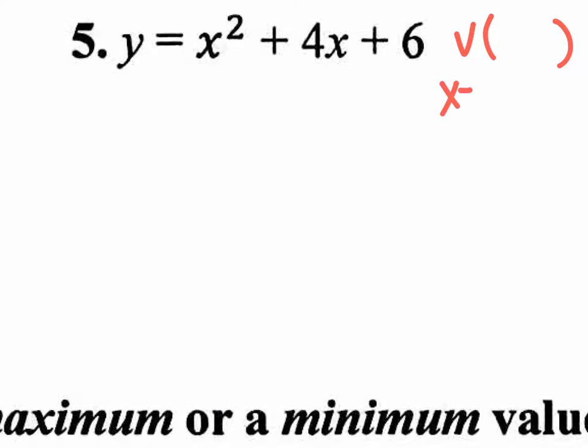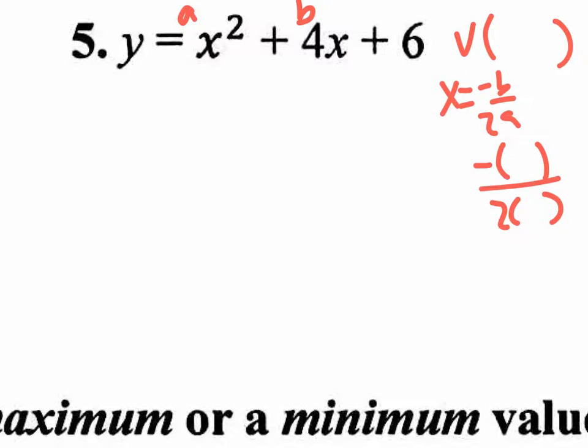You're going to use x equals negative b over 2 times a. And of course, we're going to use parentheses. In order to identify the a, the b, and the c, the a is the coefficient of the first term in standard form. The b is the 4, and the c is the 6. Anyhow, let's plug in 4 for b and 1 for a. So we're going to get negative 4 over 2, which means that the vertex x value is negative 2.